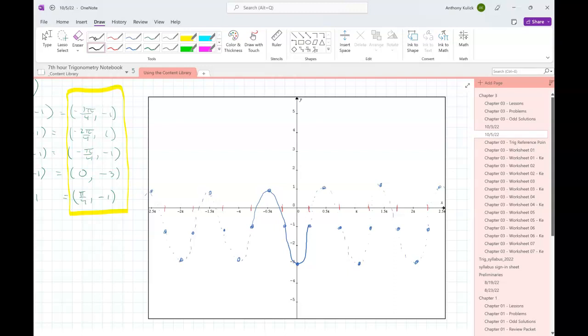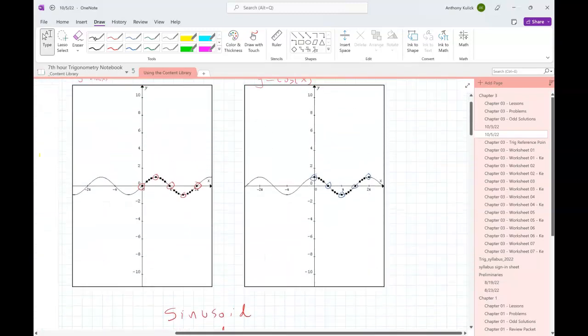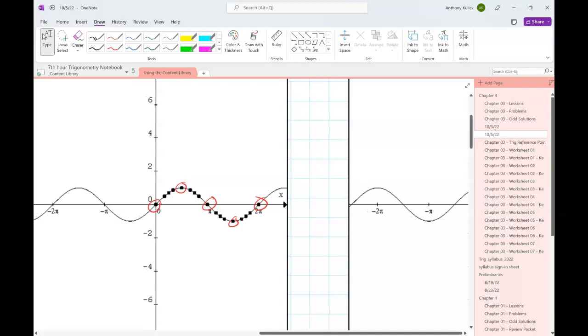I do have one little piece of vocabulary that I meant to do earlier that I forgot to do. Can we go back and do that? My apologies. I just got excited and got going too fast.